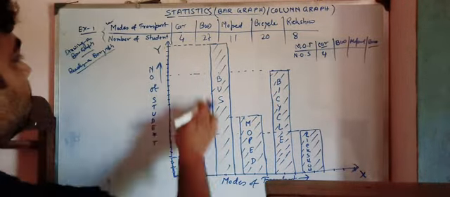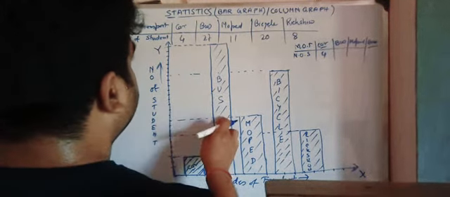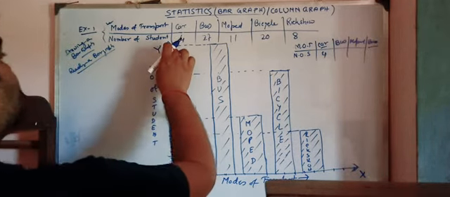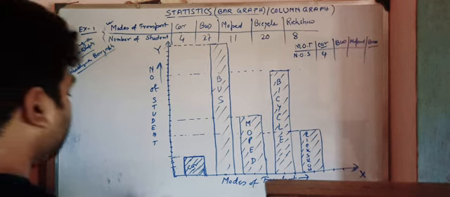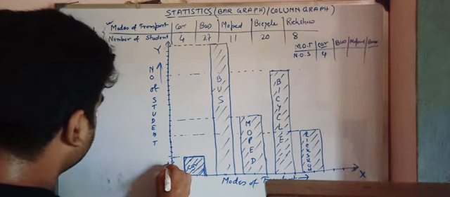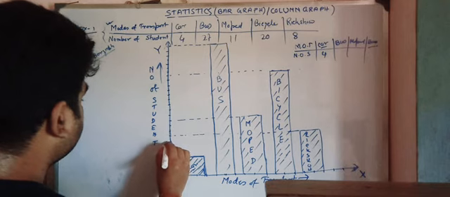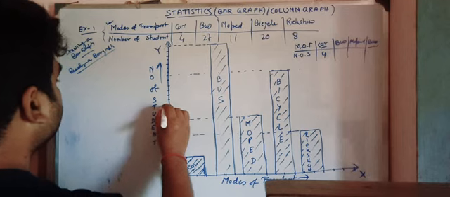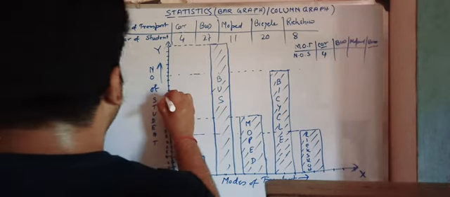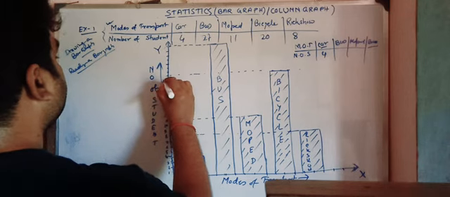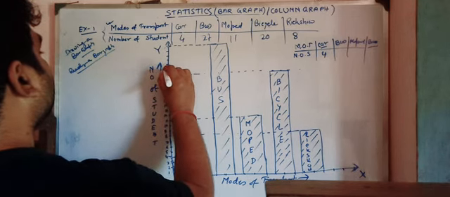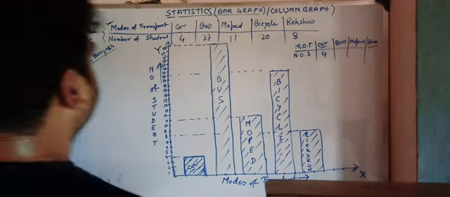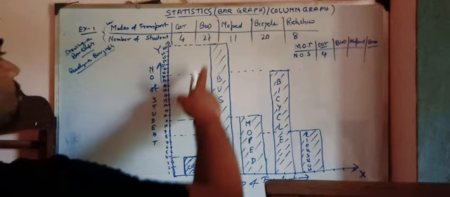Now from here we can count that the bus is 1, 2, 3, 4, 5, 6, 7, 8, 9, 10, 11, that is 27. There is my 27. If we count it: 1, 2, 3, 4, 5, 6, 7, 8, 9, 10, 11, 12, 13, 14, 15, 16, 17, 18, 19, 20, 21, 22, 23, 24, 25, 26, 27. Okay, so this is by bus, so bus is equal to 27.